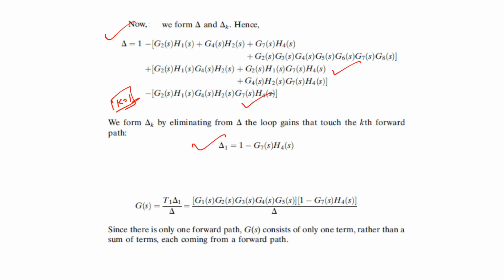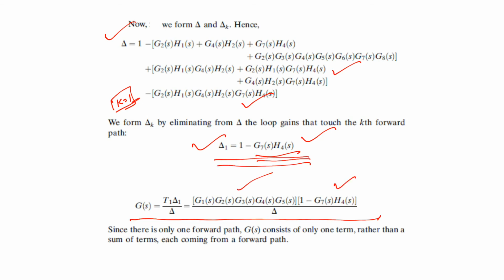So finally our delta 1 would be 1 minus this one. All other loops which came in the way of the kth forward path are eliminated, and we remain with this only, that is 1 minus G7H4. And finally G(s) is equal to T1 del 1 divided by delta. Since k is equal to 1 in this case, we have calculated the value of the kth forward path, that is G1, G2, G3, G4, G5, G6, and del 1, which we have calculated by eliminating all the loops which are touching that forward path.